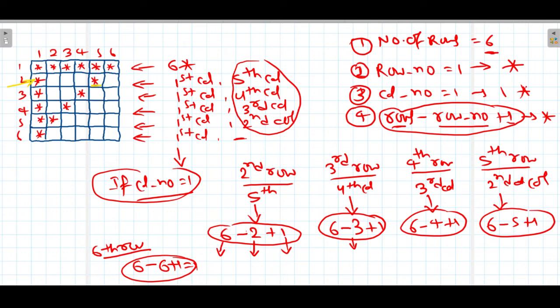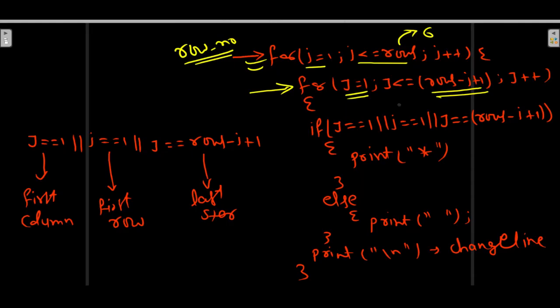And what is this point? 5, right? So how was it coming? It was coming as rows minus row number plus 1, right? So that's why I have given this condition.